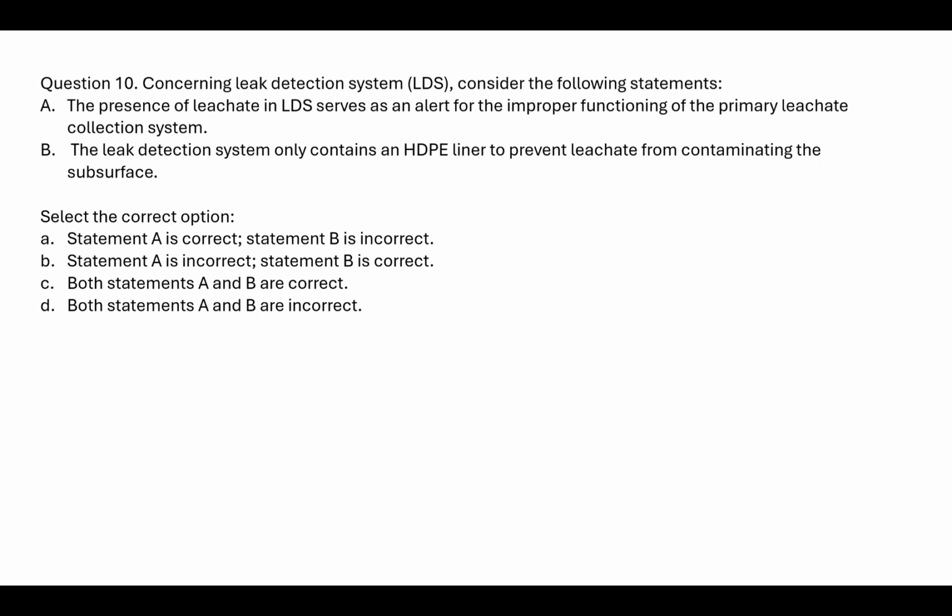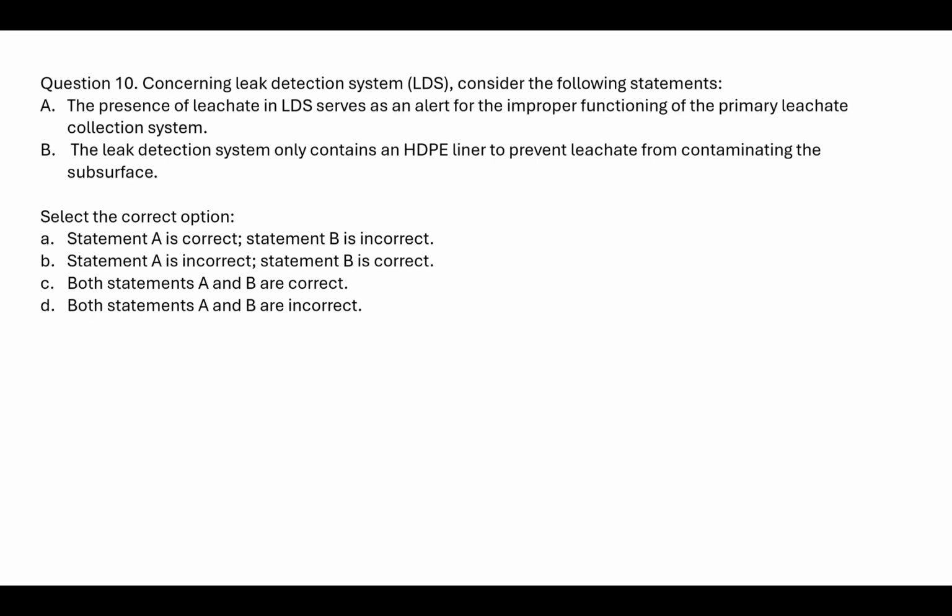So let's see which of the given statements are correct. The first statement says that the presence of leachate in a detection system serves as an alert for the improper functioning of the primary leachate collection system. So this is correct. And the second option says that the leak detection system only contains an HDPE liner to prevent leachate from contaminating the subsurface. So this is not correct.